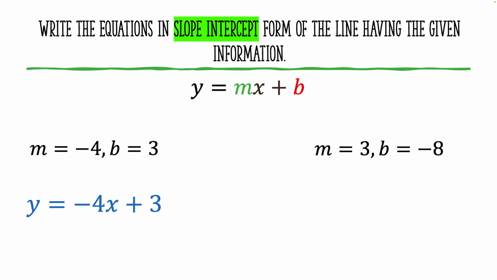What if the slope is 3 and the y-intercept is -8? Y equals 3x minus 8.